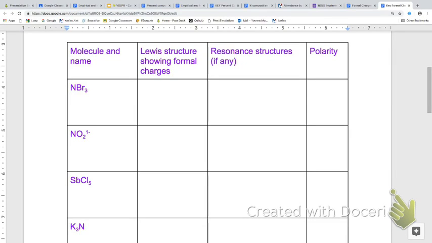Let's try a video key for the assignment I gave you today on drawing Lewis structures and drawing them correctly, looking for formal charges. So remember, with the first structure, count all the valence electrons that are available. So we know nitrogen's bringing 5, and we have 3 times 7 from each bromine. And so that's going to give us a total of 26 electrons to put into bonds and to satisfy octets.